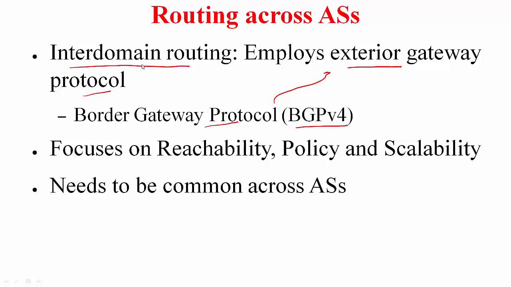Now, this protocol focuses on reachability, policy, and scalability. We are no more concerned with finding optimal paths. In fact, we are more concerned with implementing policy, because these become more important at the autonomous systems level. And when you implement policy, you are more interested in whether you can reach that particular IP prefix rather than whether I can reach it in the shortest path. And this particular routing protocol has to be common across all the autonomous systems, otherwise it won't be interoperable.